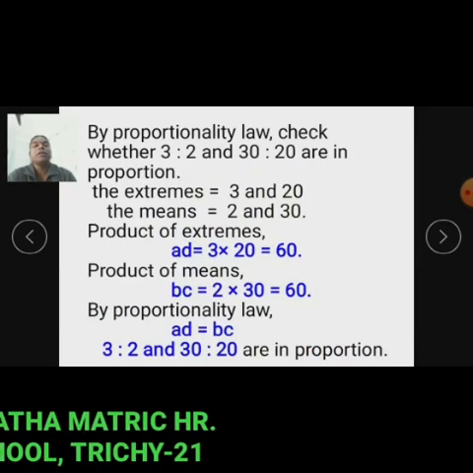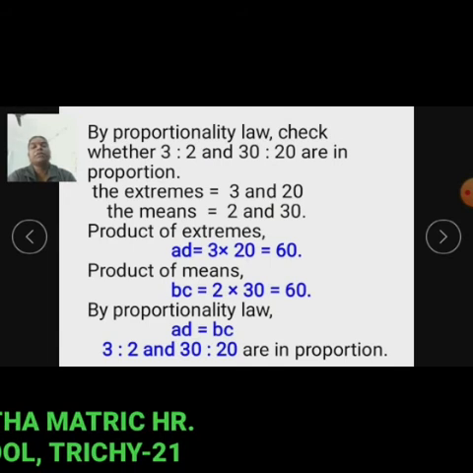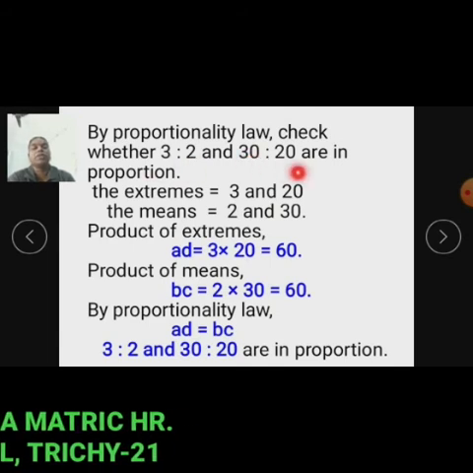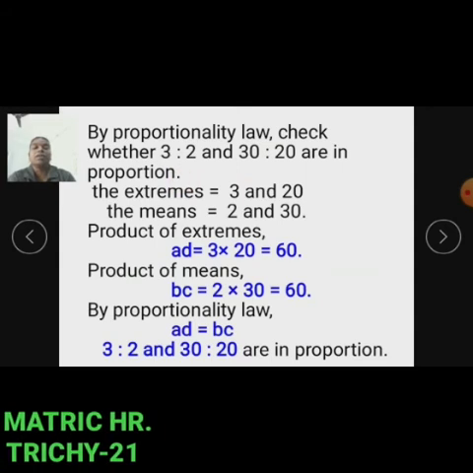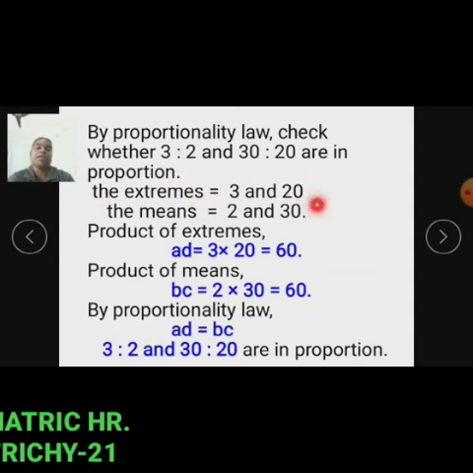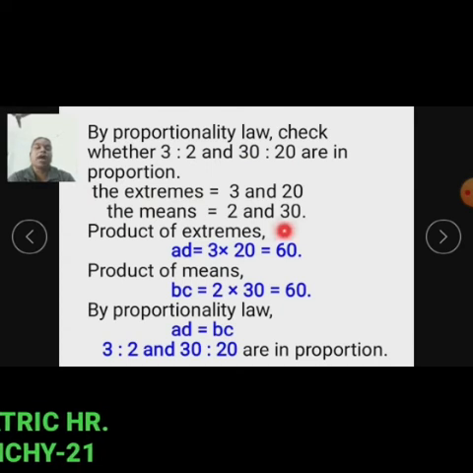For example, by using proportionality law, check whether 3 is to 2 and 30 is to 20 are in proportion. Here the extremes are 3 and 20 and the means are 2 and 30. Product of extremes AD equal to 3 into 20 equal to 60. Product of means BC equal to 2 into 30 equal to 60. By using proportionality law, AD equal to BC, so 60 equal to 60. So 3 is to 2 and 30 is to 20 are in proportion.